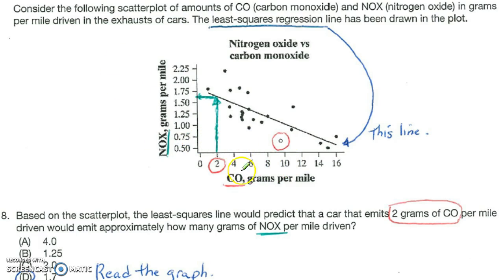In problem number 8, we have a graph about carbon monoxide versus nitrogen oxide. And if you look at the graph, we have a prediction equation right here. That's our prediction equation. So they ask us to look at our least squares regression line. And we want to know the predicted value for a car that emits 2 grams of CO. So I'm going to look at 2 grams. I'm going to go up to the prediction equation, and I am going to go left, and I can see it is about 1.7.